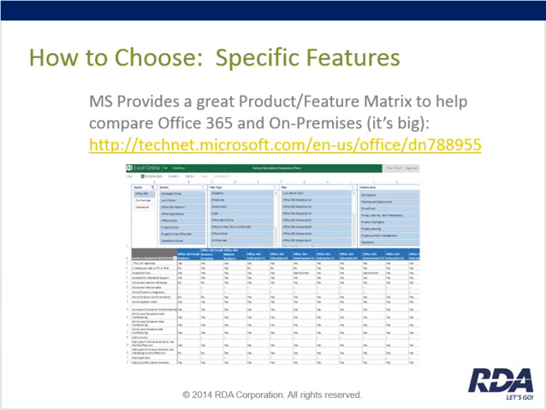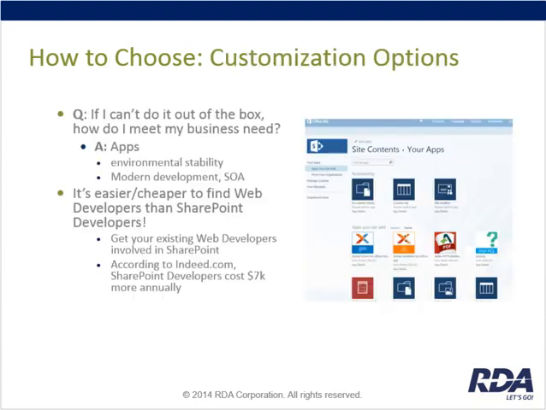So Microsoft does provide a really good product and feature matrix. It's sort of a BI-based solution, and you can go in and choose different facets and narrow down and filter out the results and look at everything. It's a very big list, but it's a nice tool to start with. So you should check that out. That's available at this TechNet link.